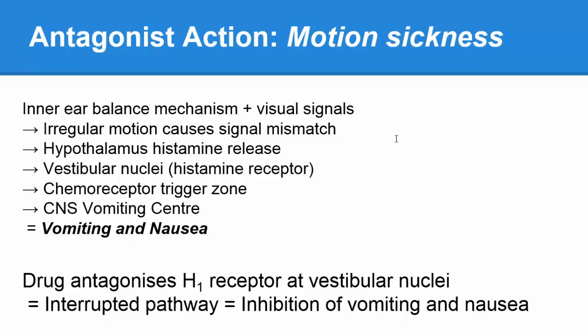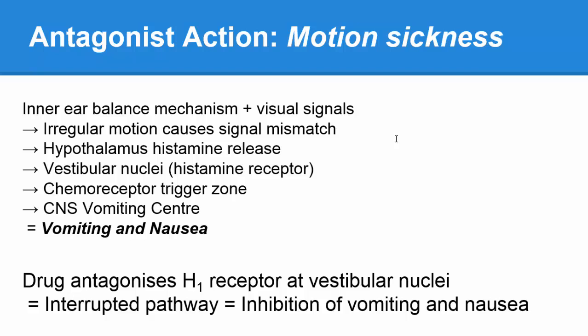Motion sickness is triggered by excessive motion, for example, when you're on a boat or in a vehicle. The vomiting and nausea pathway begins when there is a mismatch between the information your eyes see compared to your inner ear balance mechanism. This information is sent to the vestibular nuclei where histamine receptors are present.